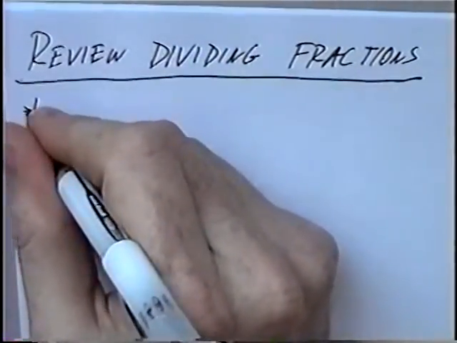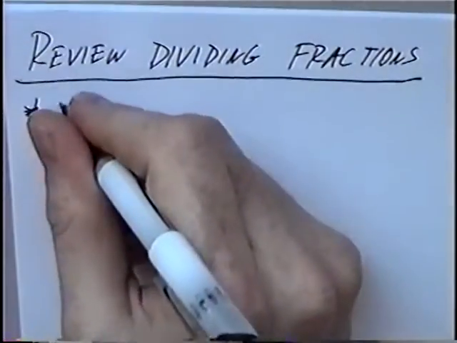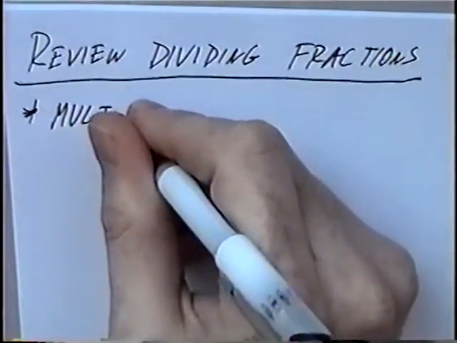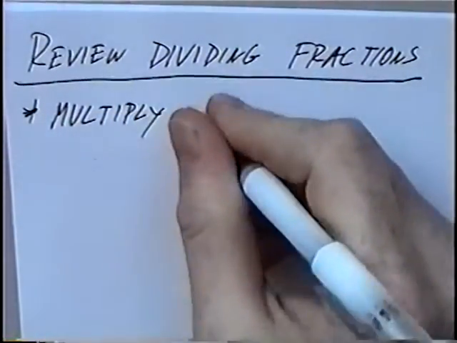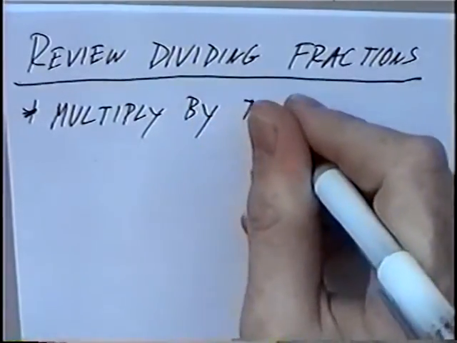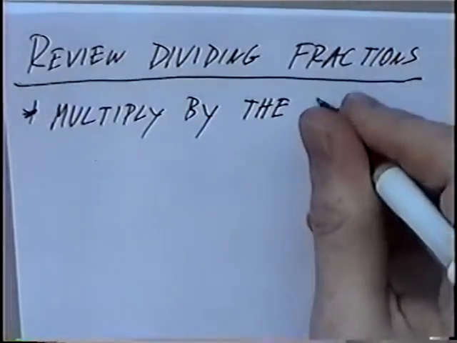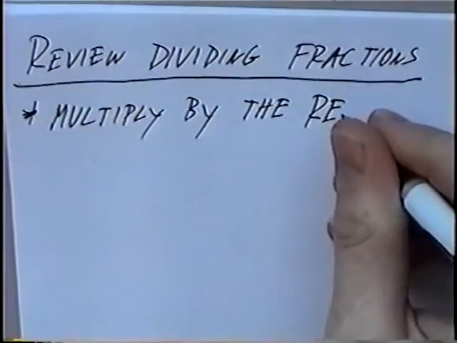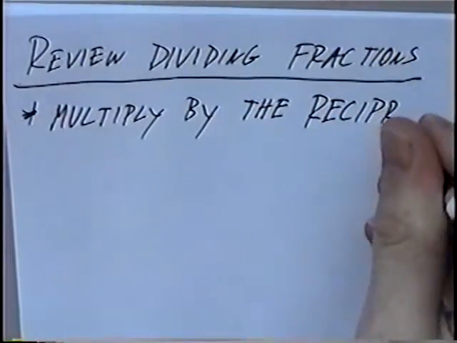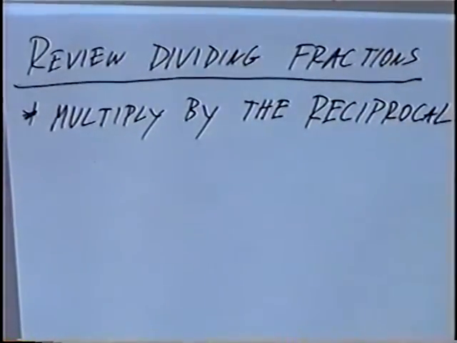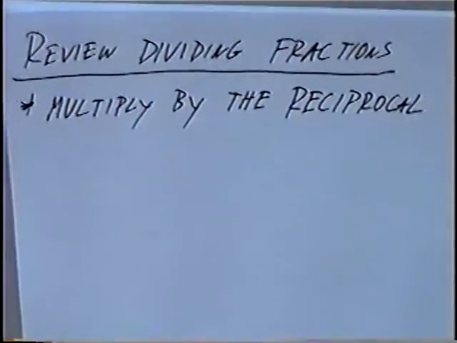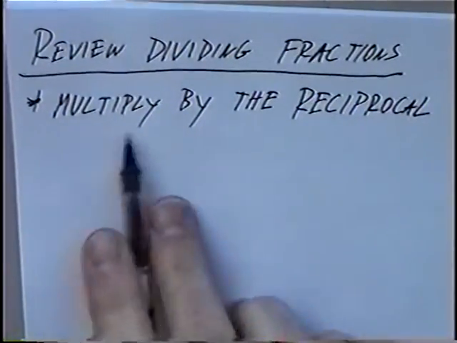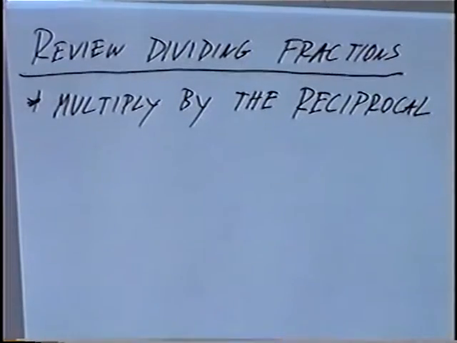One step or definition for the section is multiply by the reciprocal. In this section, when we divide fractions, we'll multiply by the reciprocal. The reciprocal, if you remember, is flipping a fraction upside down.